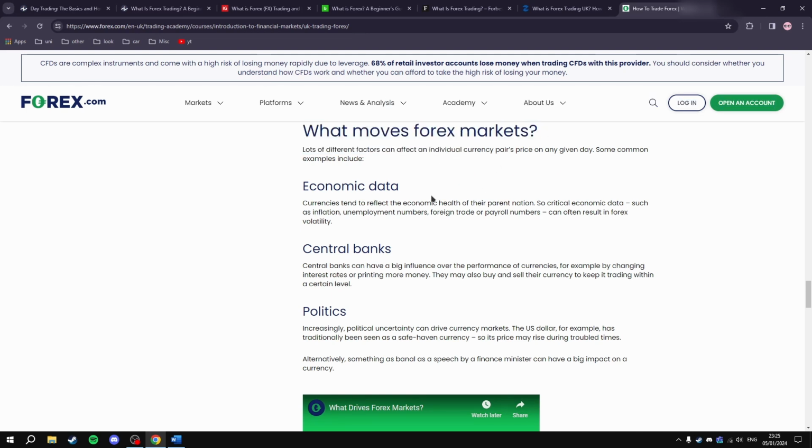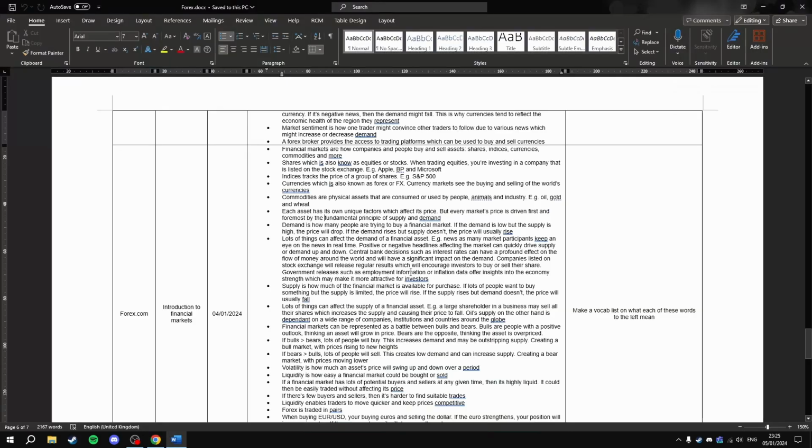What moves Forex markets? Lots of different factors can affect individual currency pairs' price at any given day. Some common examples include economic data.